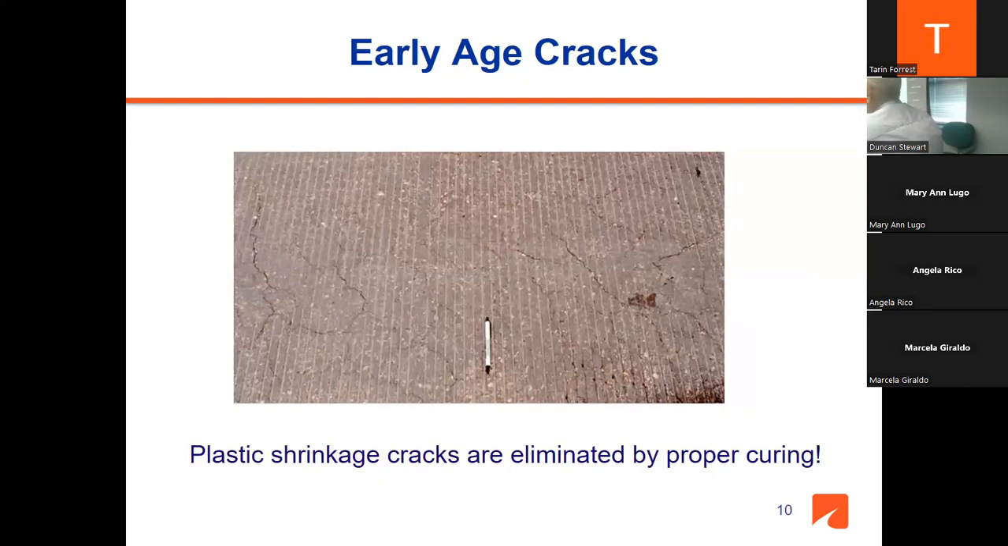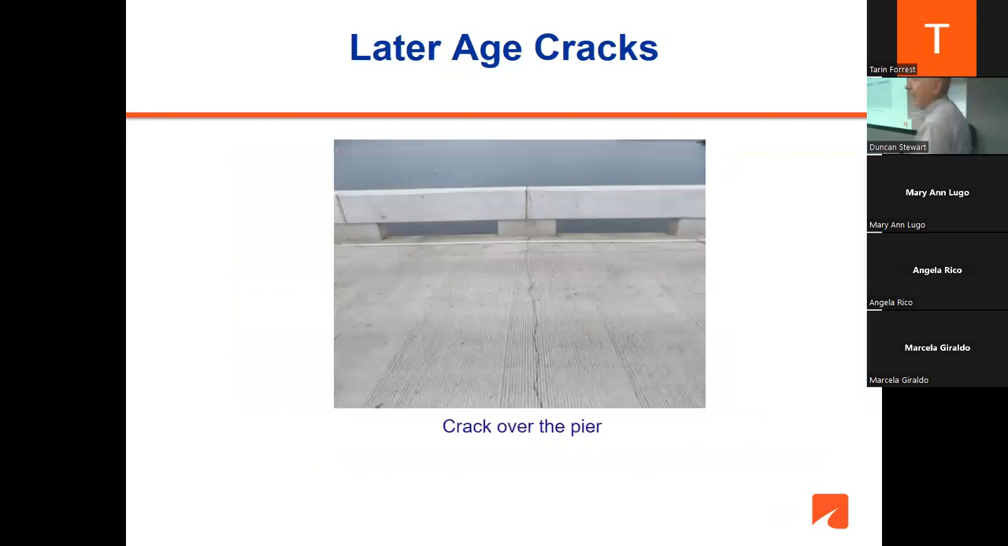So what do we do? You don't want the surface to get dry. We do proper curing. What is proper curing? We mist it or cover it immediately so the surface doesn't dry out. Another thing is the later age cracks. These can be because of loading, like in this case, the negative moment area over the pier, or it can be because of drying shrinkage. As the water is lost over the weeks and months, then you can have some transverse cracks in the system.